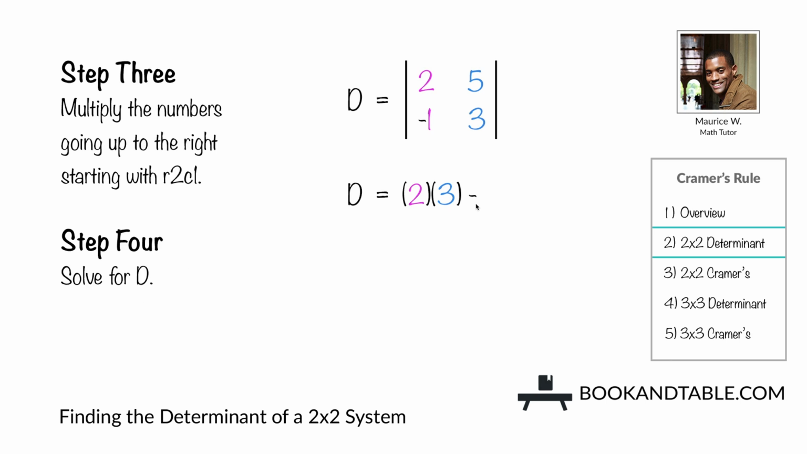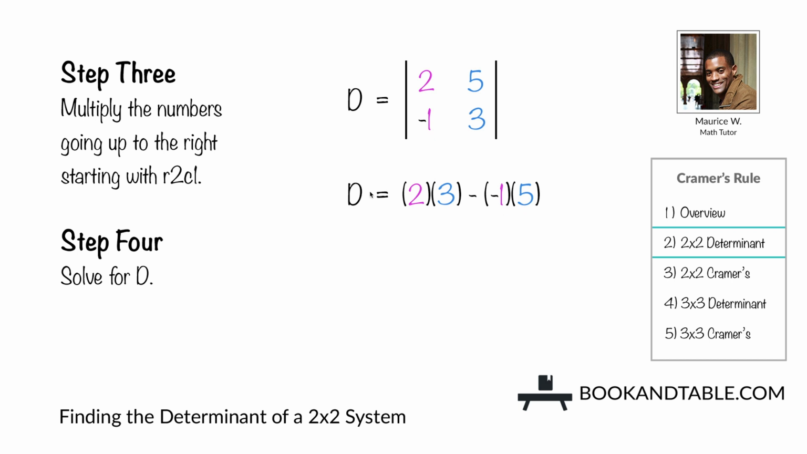And now step 3, we want to multiply the numbers going up to the right, starting with R2, C1. So the second row and the first column leads us to -1. And we want to multiply -1 and 5, since we're going up to the right. So we wind up with 2 times 3 minus -1 times 5.